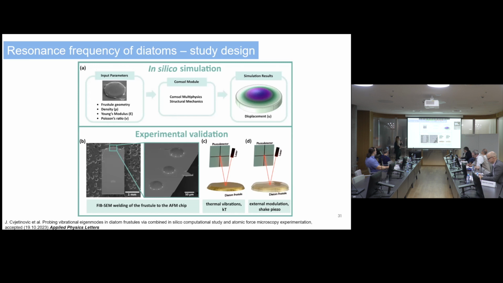So what we did here is to use again the same model as previously, Coscinodiscus oculus iridis, to perform COMSOL simulations of resonant eigenfrequencies, taking into account its geometry, density, Young's modulus, and Poisson's ratio. And then we applied atomic force microscopy to experimentally check these resonance frequencies. For that purpose, we prepared the sample as shown here by welding the diatom frustules with different diameters on top of the AFM silicon cantilever chip.